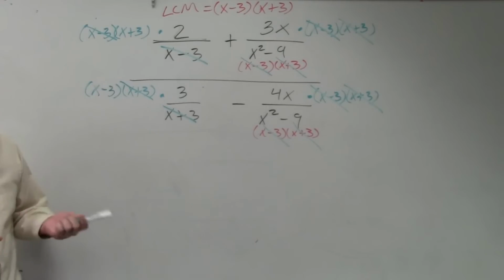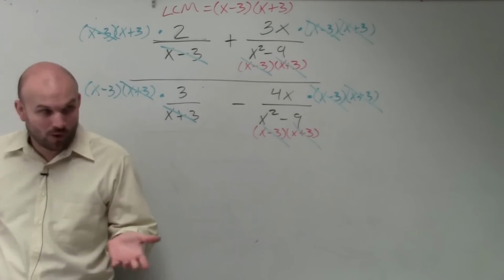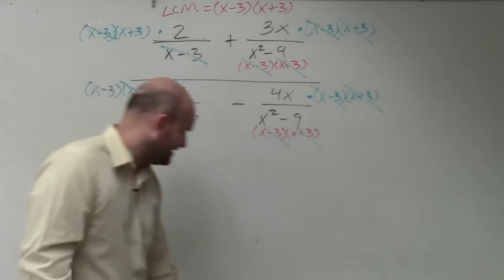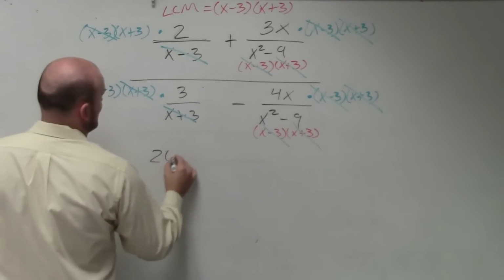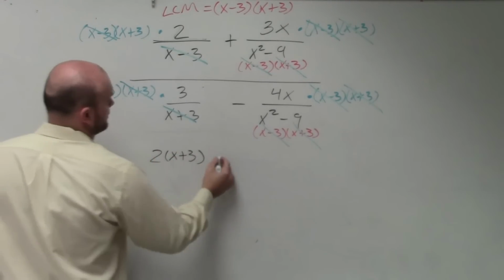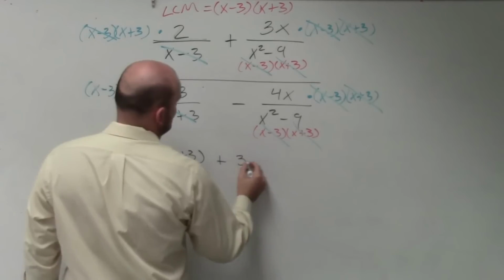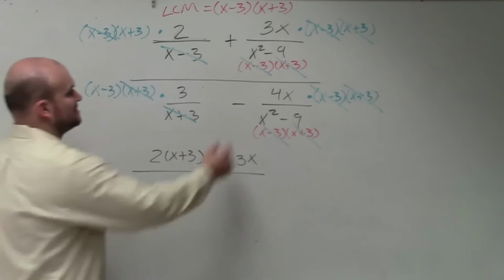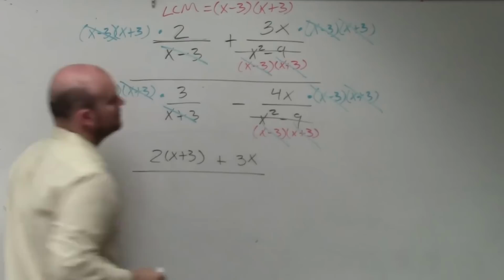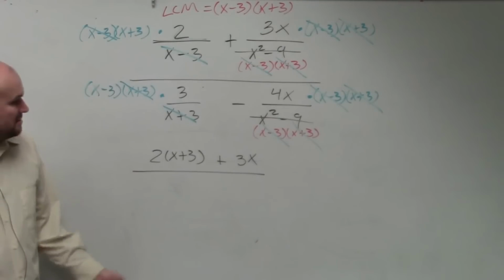OK? So now we just did the division property. Let's clean up and see what we have left over. I have 2 times x plus 3 plus 3x. That's left in the numerator, right? Because I factored those out. That's all I got left.